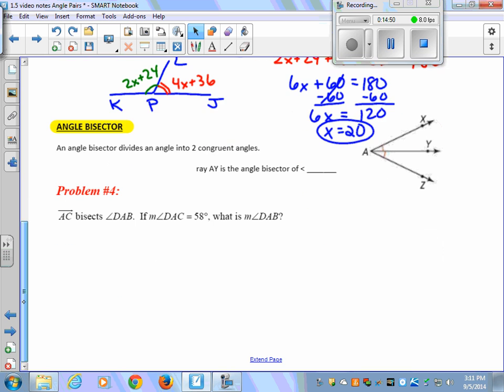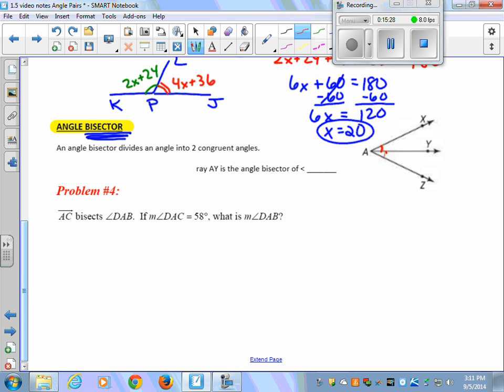The last pair of angles we're going to learn about are angle bisectors. An angle bisector divides an angle into two congruent angles. We talked about the word bisector before. When something gets bisected, it gets cut exactly in half. So we talked about segment bisectors, where a segment is cut into two congruent pieces. This is a segment bisector. Now we're talking about an angle bisector. We're going to cut an angle into two congruent pieces.